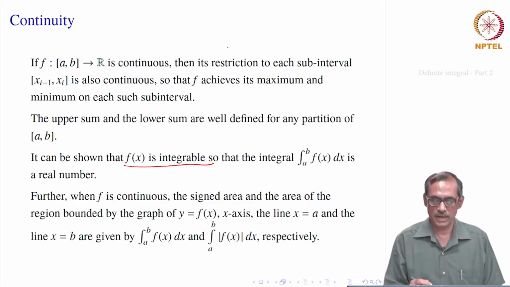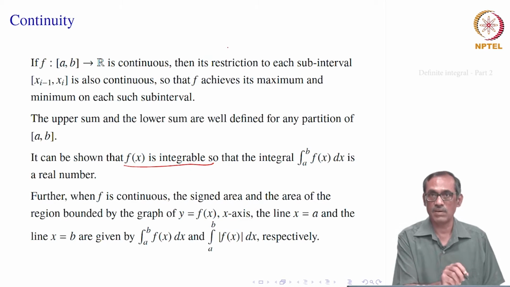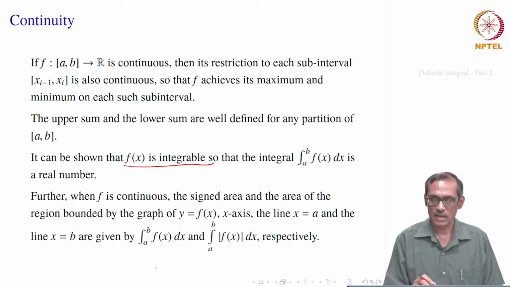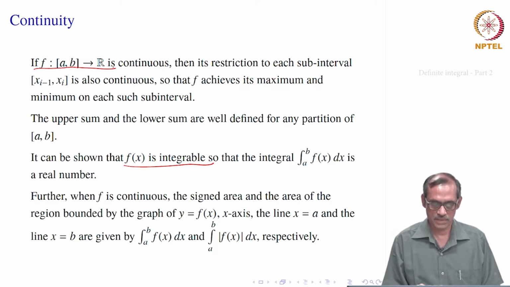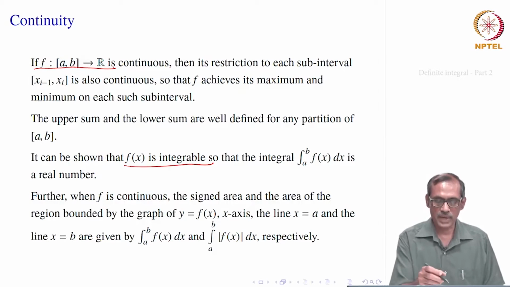So, that is the main result, which uses our notion of this summation of capital M I minus small m I into x I minus x I minus 1 goes to a limit, that limit exists and that is equal to 0 when norm of this partition P goes to 0. That can be proved by using only continuity of the function f on the closed interval a b. So, when f x is continuous on a b, it is integrable.